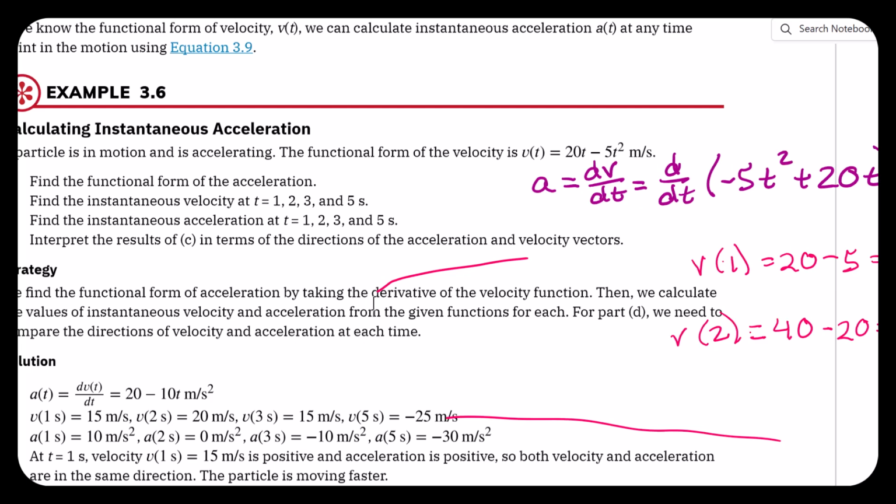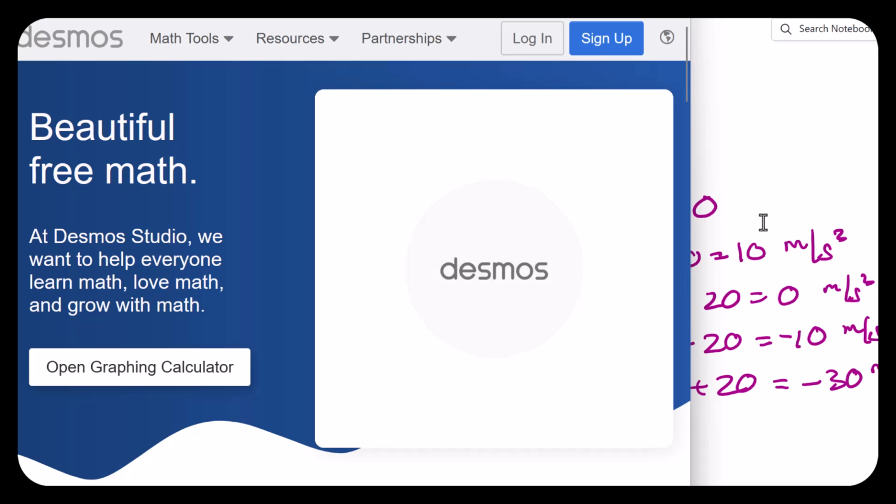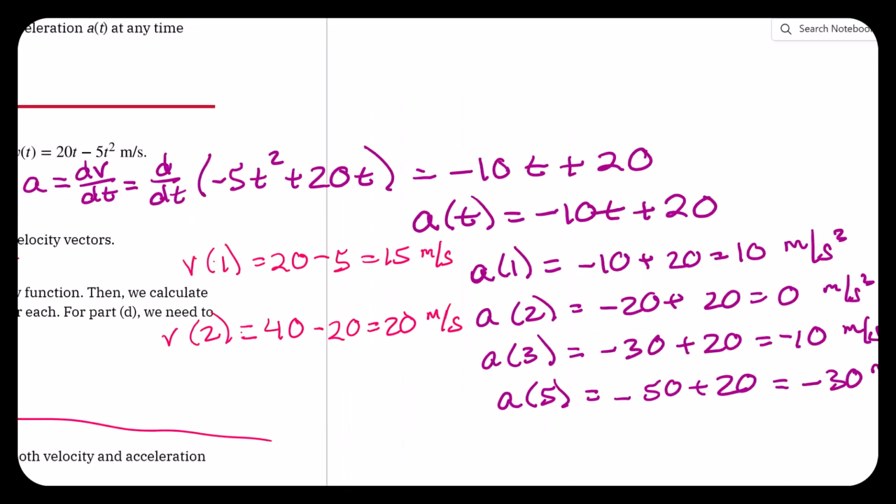Okay, interpret the results of them in terms of the acceleration of velocity. So let me show you something even better. Instead of doing this, I'm going to hop over to Desmos. I guess I could do this on my graphing calculator, but I like Desmos better. Desmos, the free graphing calculator. I'm just going to open my graphing calculator. This is desmos.com in case you've never desmosed.